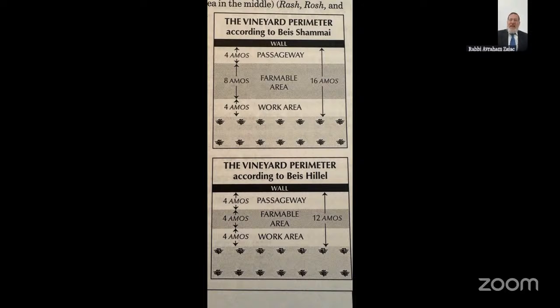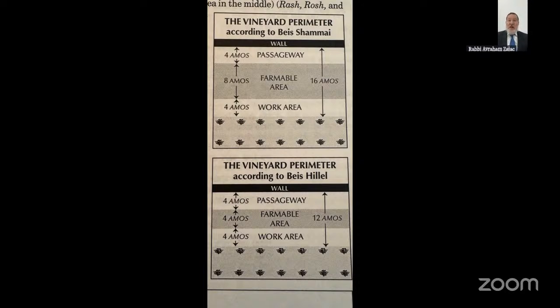According to Beis Shammai, the area that will be enough for you to consider it distinct is 8 amos. According to Beis Hillel, how much area do you need of land to consider it distinct? 4 amos. So according to Beis Shammai, you have to have 8 amos of farmable area. But in addition to the 8 amos, you have to have 4 amos away from the kedem, the normal distance. You have to have another 4 amos away from the wall. So if you add it all up together, you have 16. That's the 16 according to Beis Shammai.